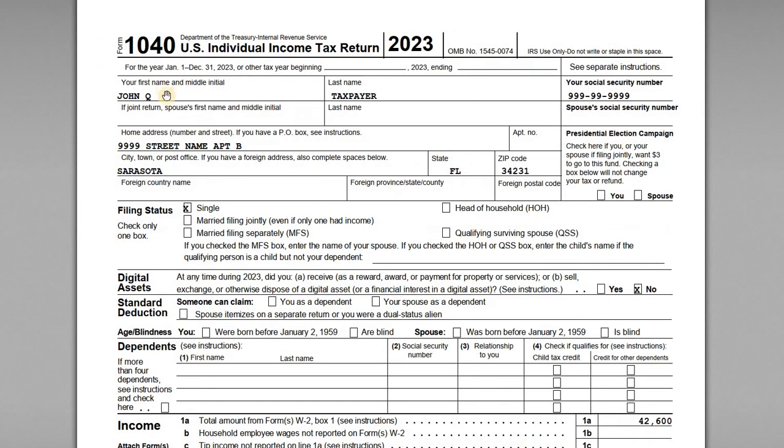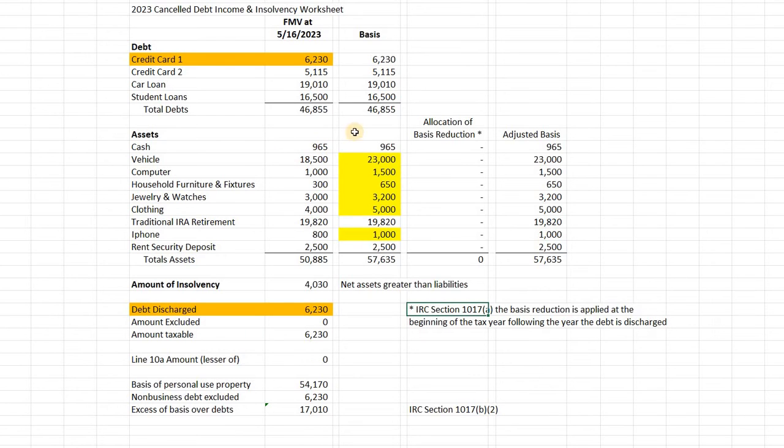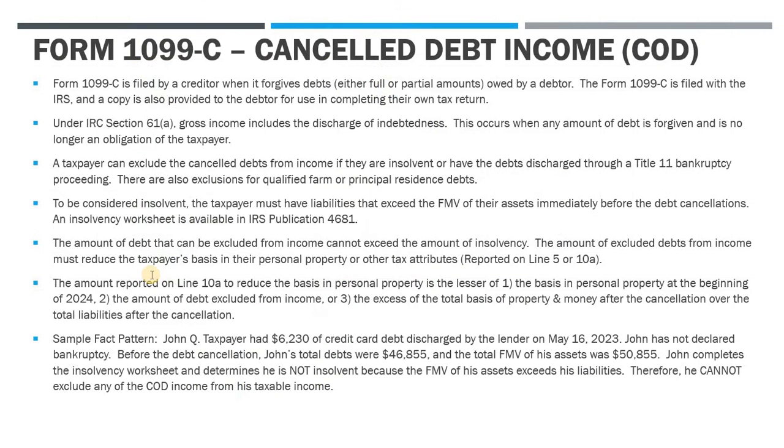We've also got the taxpayer's full 1040, so we'll cover all of the schedules that are required. We also have the insolvency worksheet here. The taxpayer does the insolvency worksheet to see if he can exclude some of the income. And lastly, we've got one slide covering some background on the 1099-C and some more details on the fact pattern.